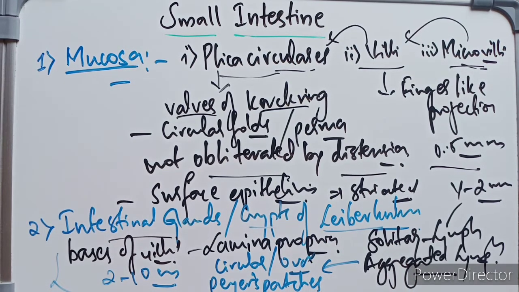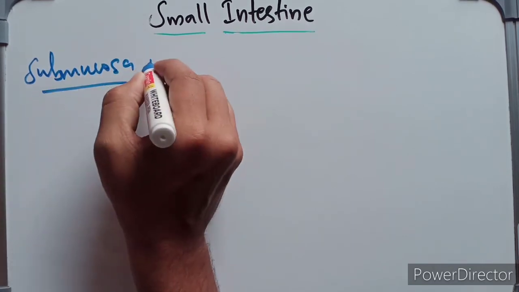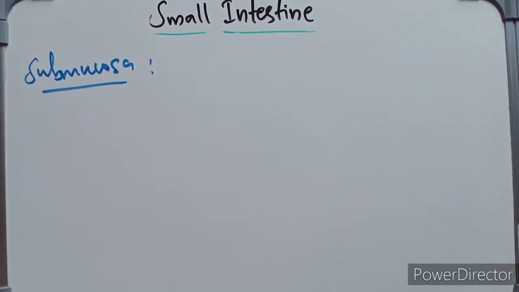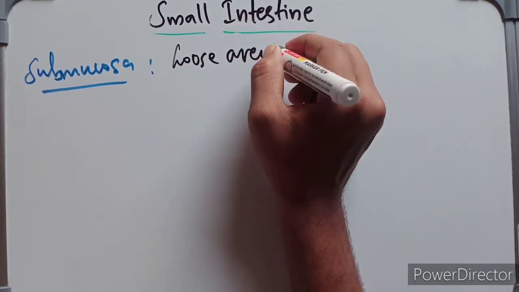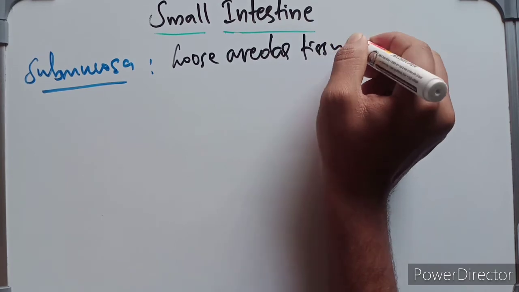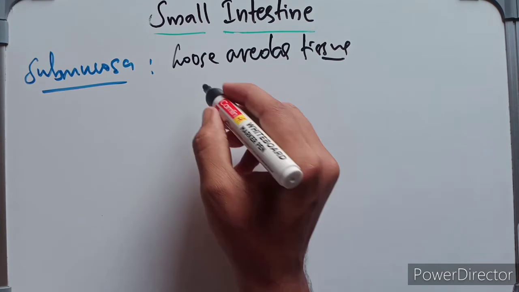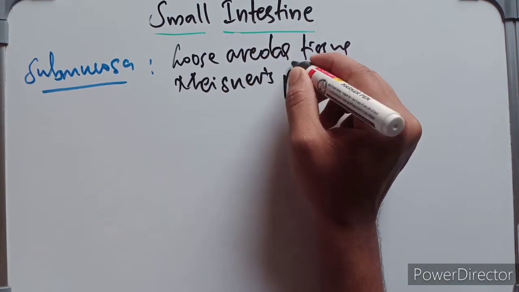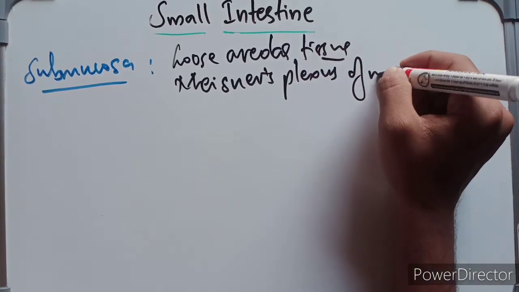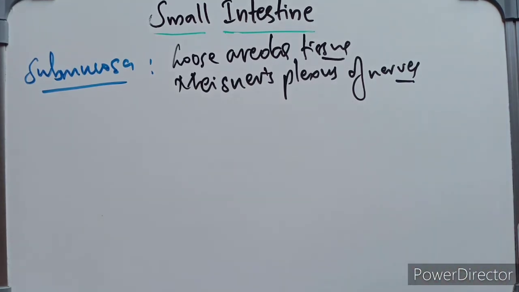Now we will discuss the submucosa, muscle layer, and the serosa. Coming to the submucosa, what do we have in the submucosa? It is made up of loose areolar tissue, and it contains blood vessels, lymph vessels, and also a nerve plexus, which is called the Meissner's plexus. So this is about the submucosa.